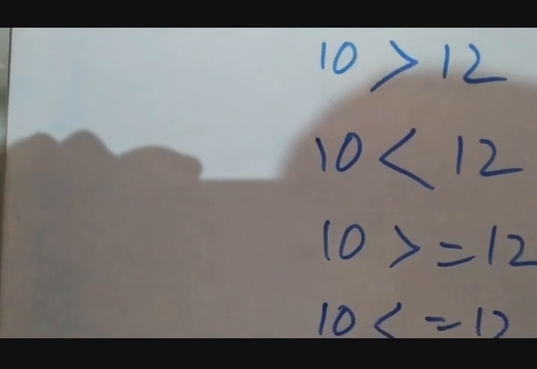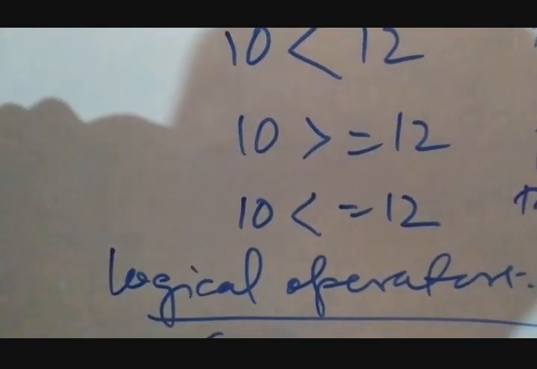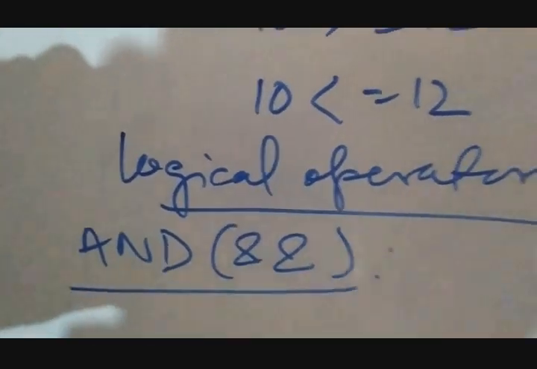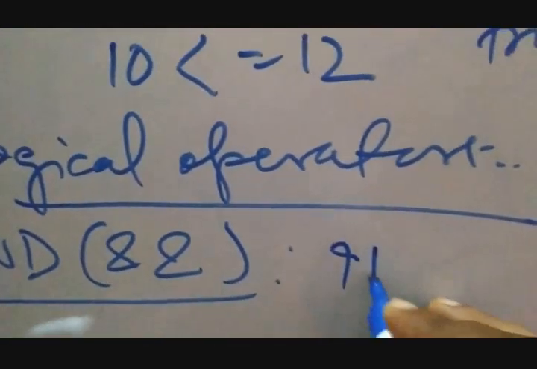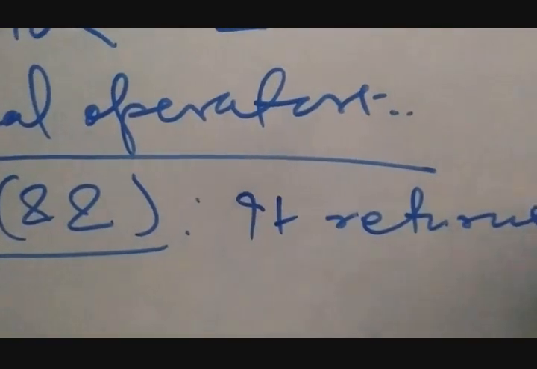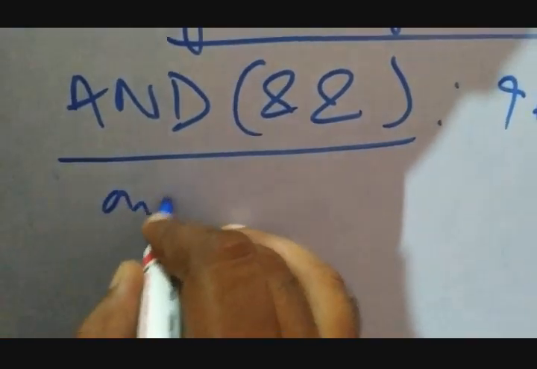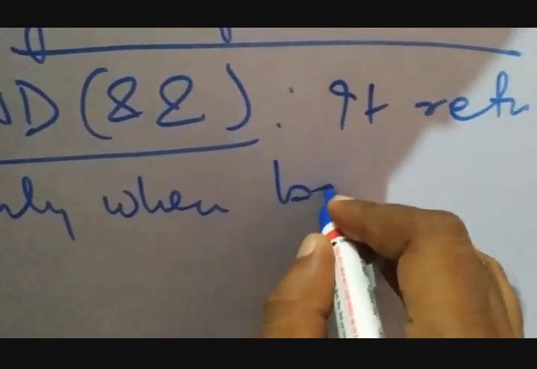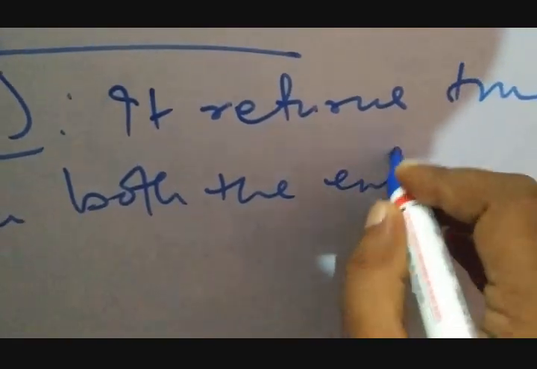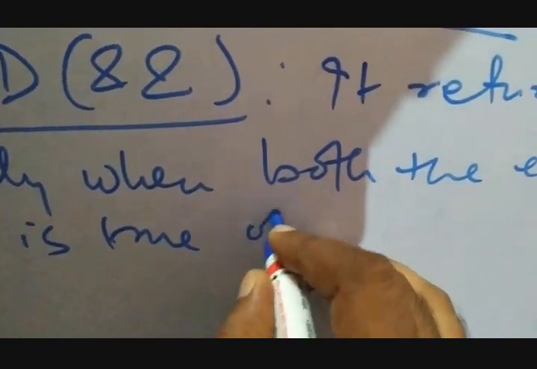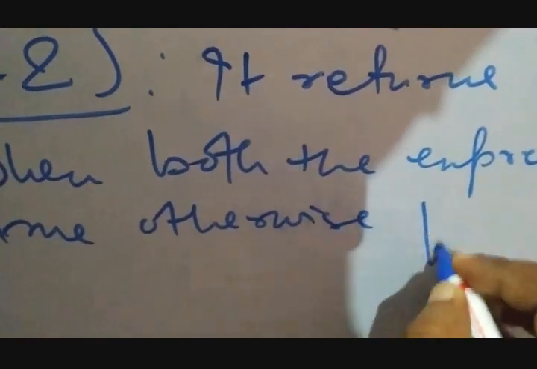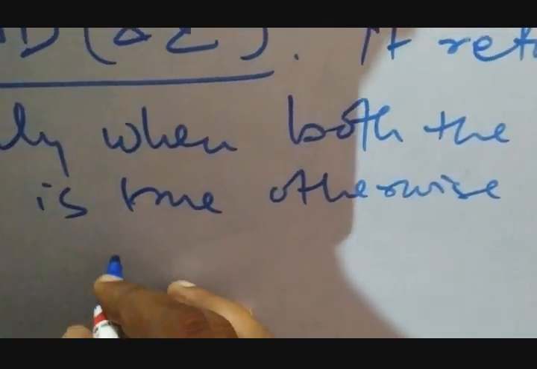Now coming to the logical operators. The first one is the AND operator. Now what is an AND operator? It returns true only when both the expressions are true, otherwise false.